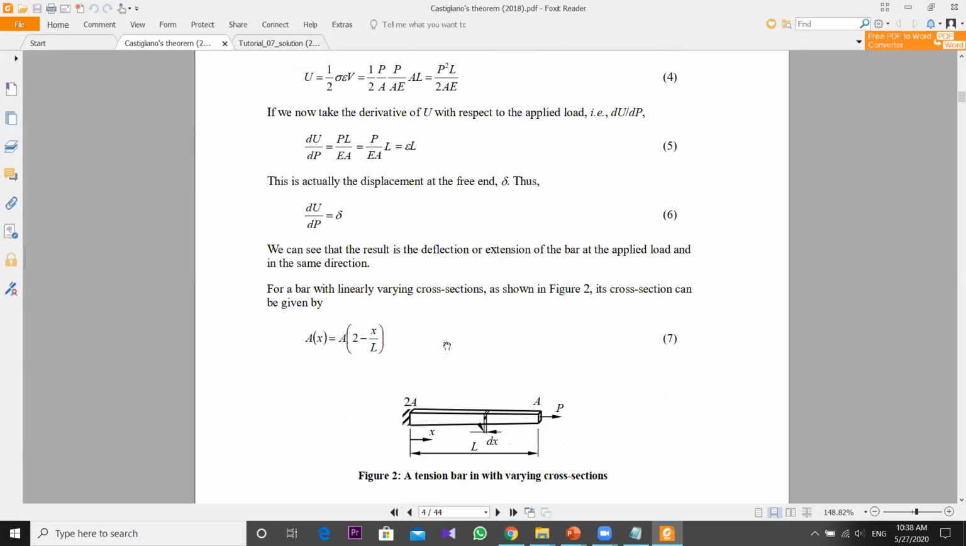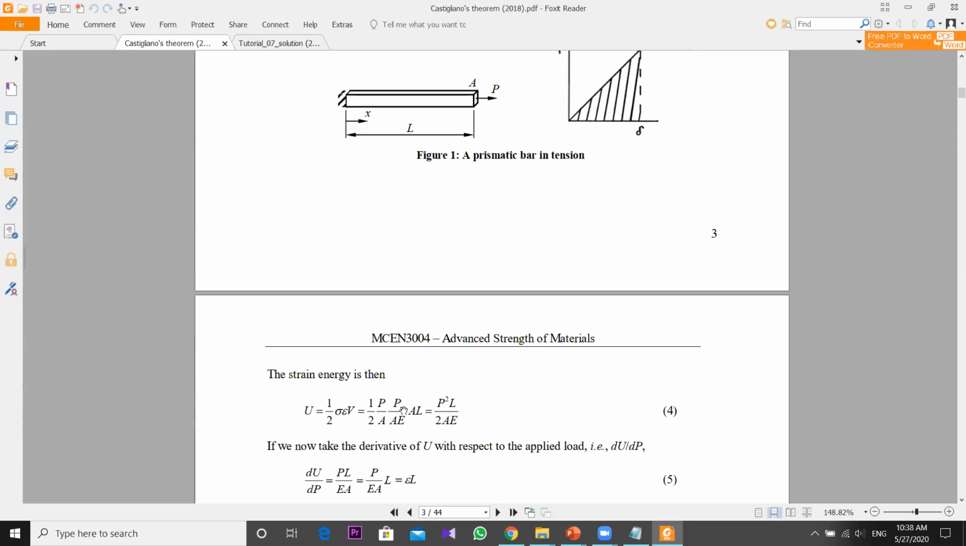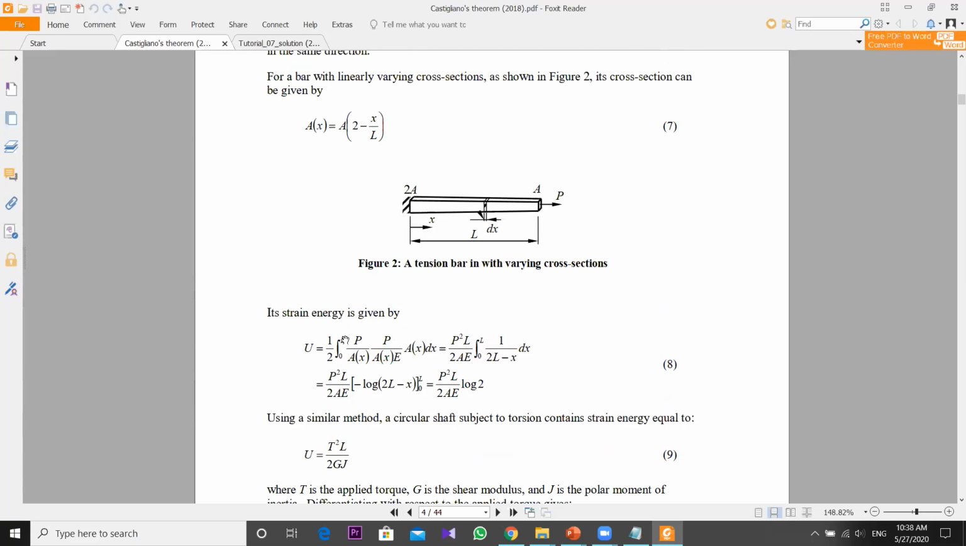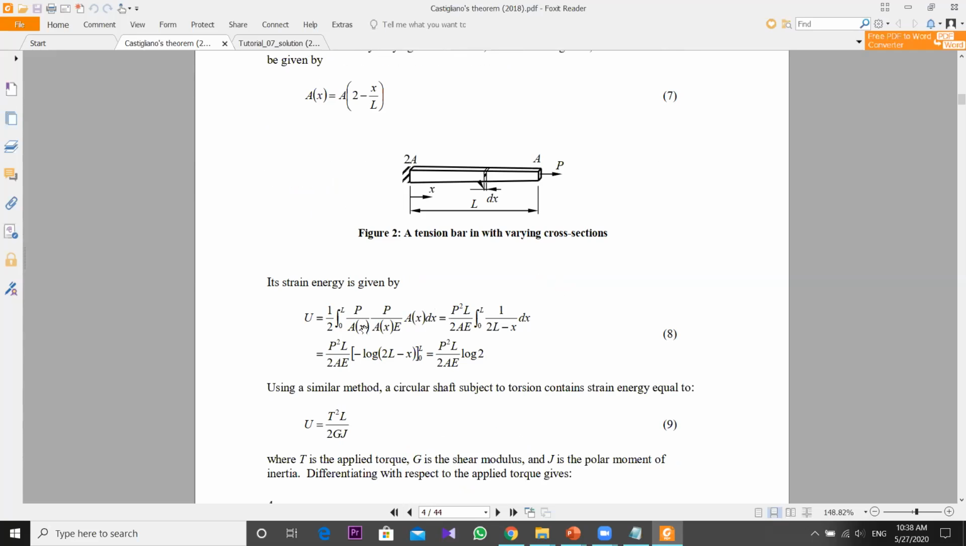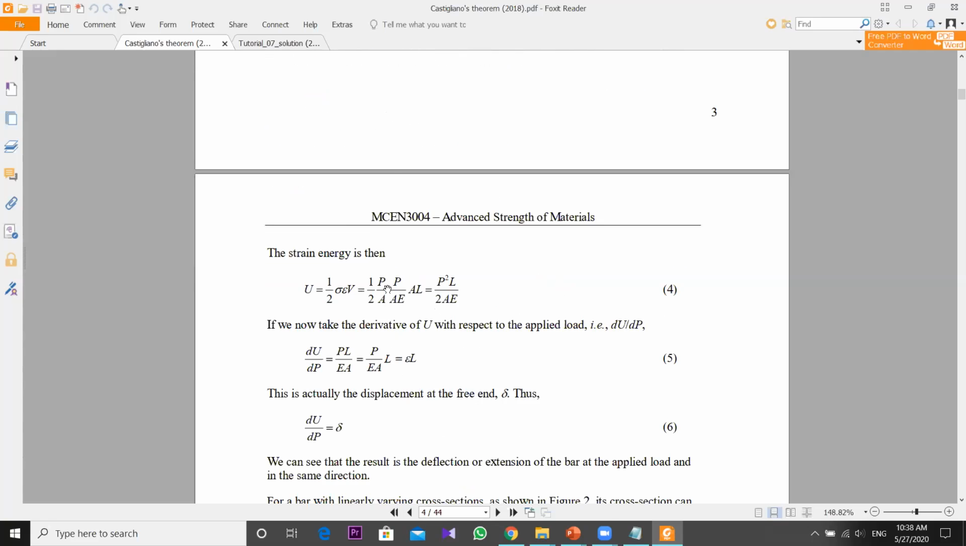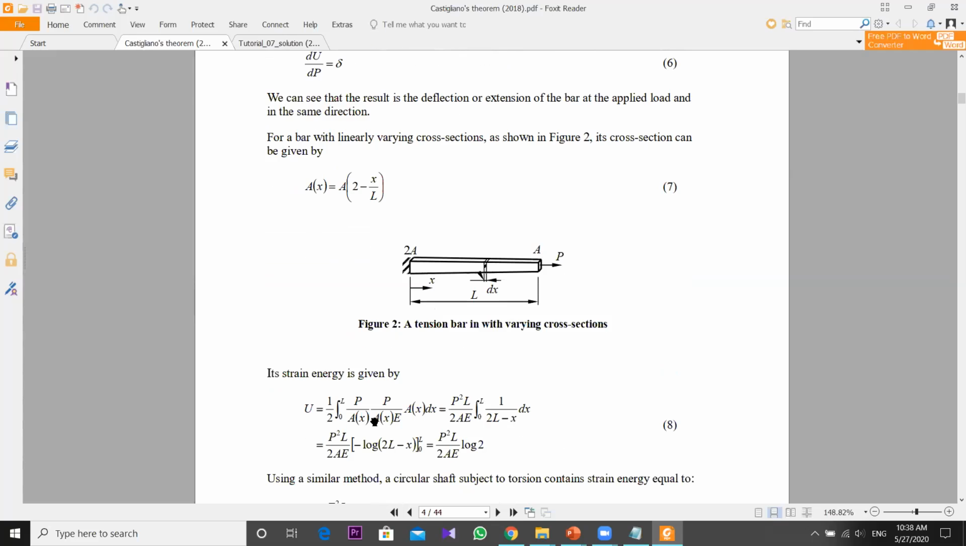We will use the same equation, but with integration, because the cross section is a function of x. The cross section does not vary in the y direction, only in the x direction. So what you need to do is introduce that function. It is the same equation, so don't worry, the x will be cut off. Then you need to substitute the function of A with x. So you can see here.